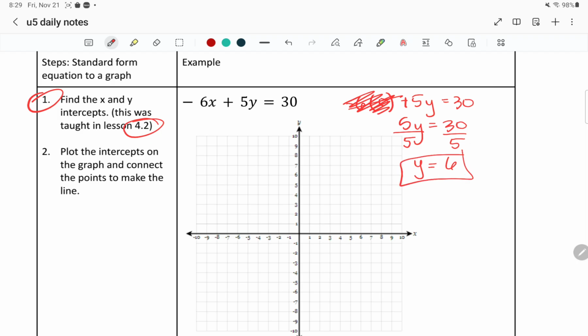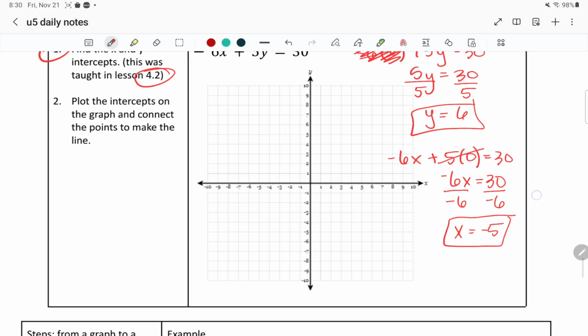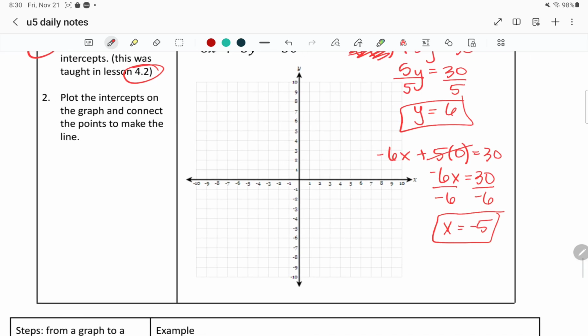Now I'm going to do that whole thing again, but I'm going to do it for the y term instead. So -6x plus 5 times 0 equals 30. And this is me covering up the y term, right? Because 5 times 0 is 0, it goes away. I'm going to rewrite what's left. And then I'm going to divide by -6 on both sides. And I get x equals -5. So that's my x-intercept and my y-intercept.